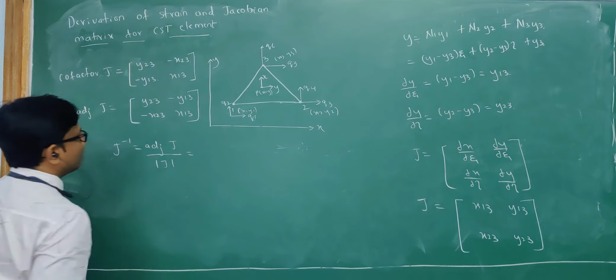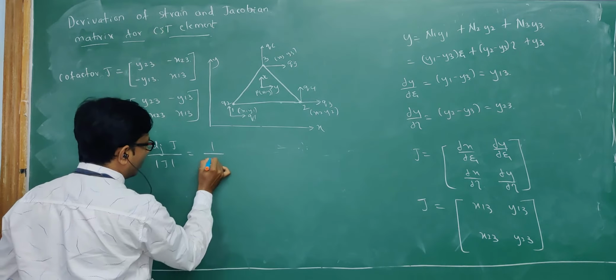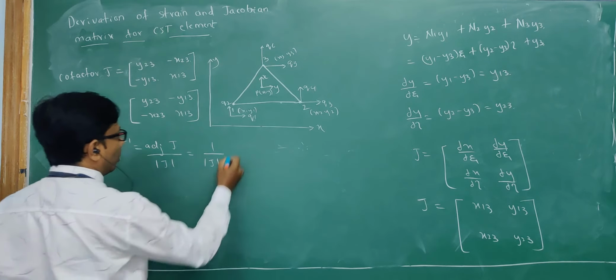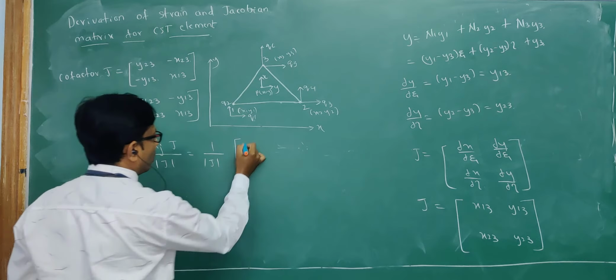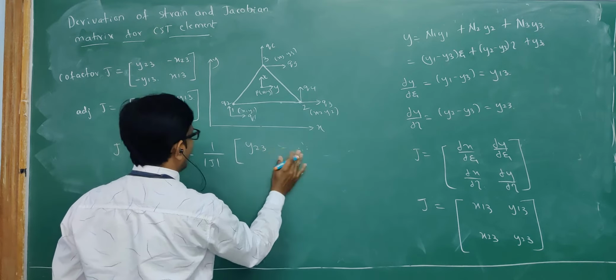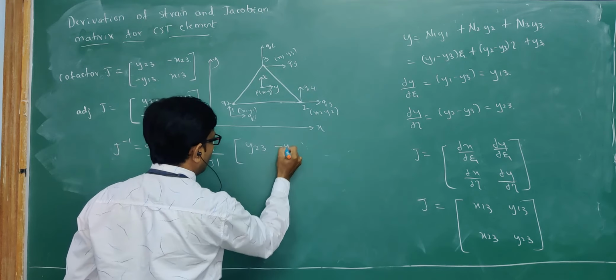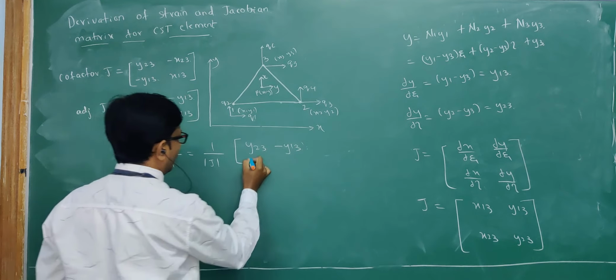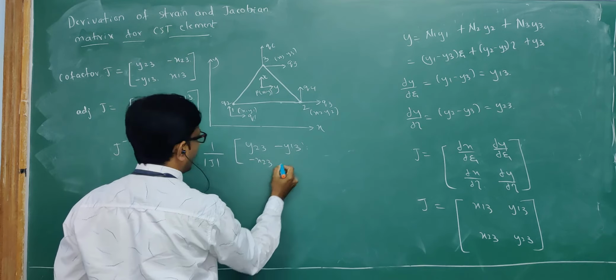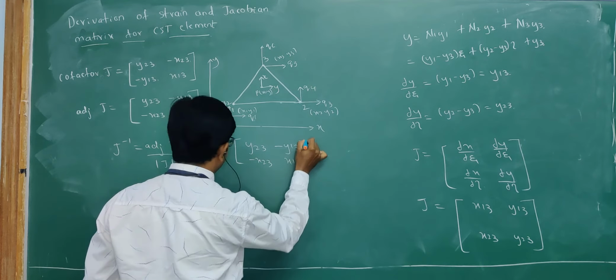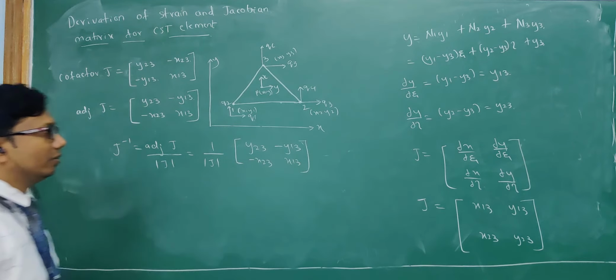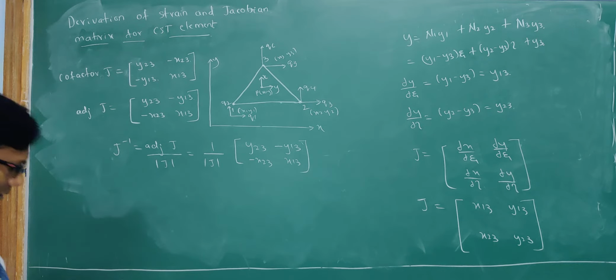So what happens here is 1 by determinant J, which I'll keep as it is, and the adjoint is y23, minus y13, minus x23, x13. So now you have got the equation in terms of the determinant value.